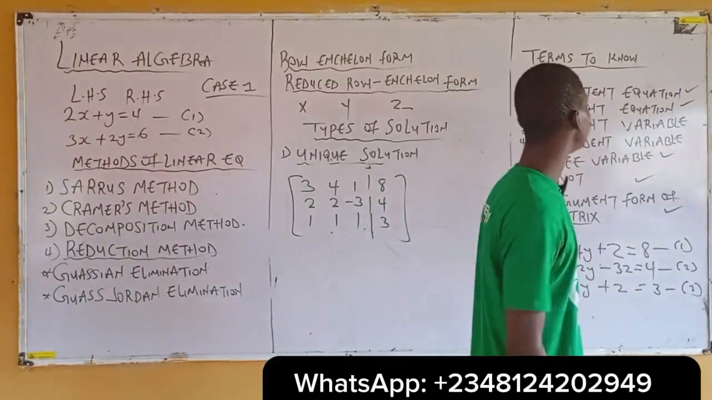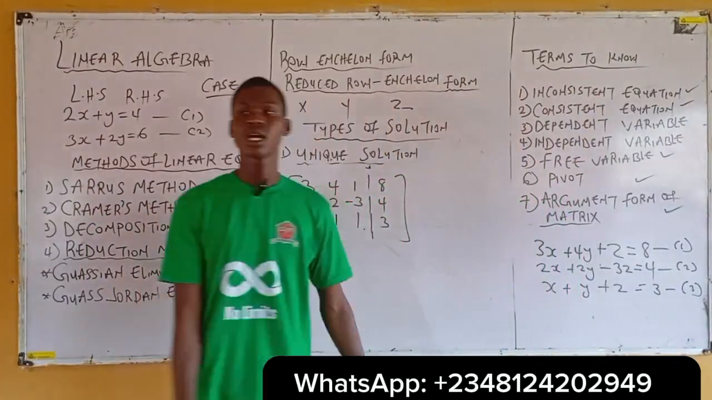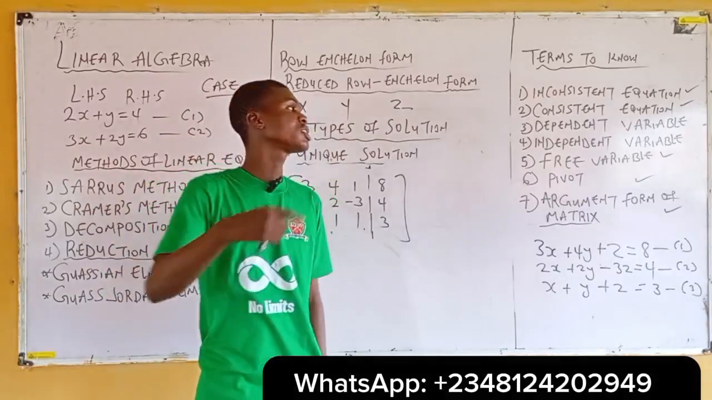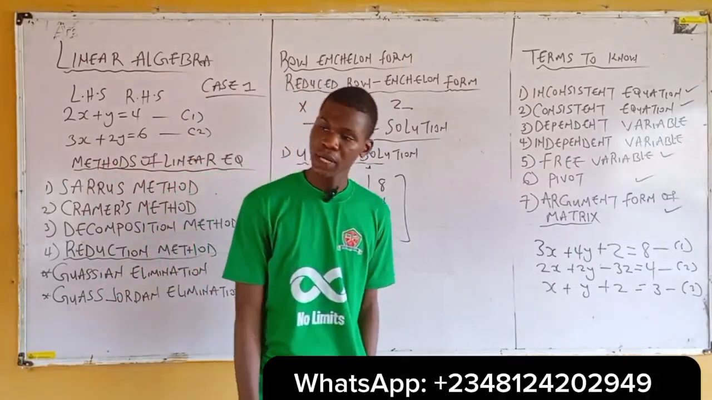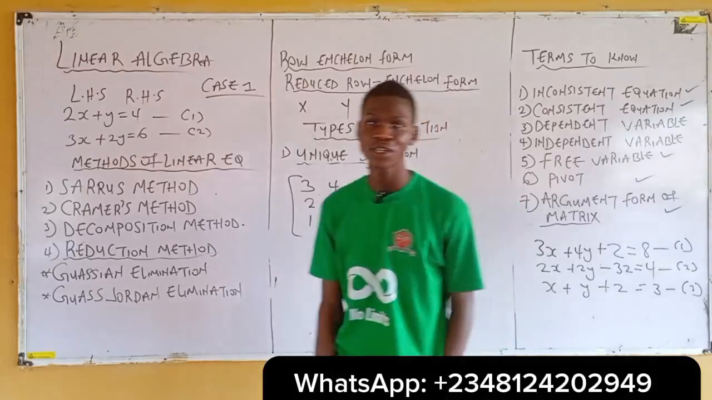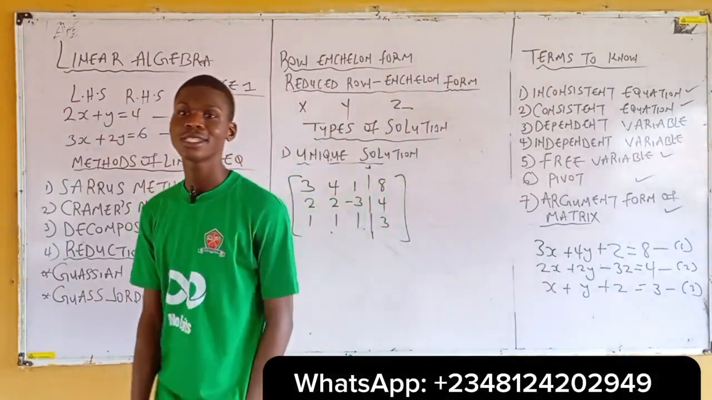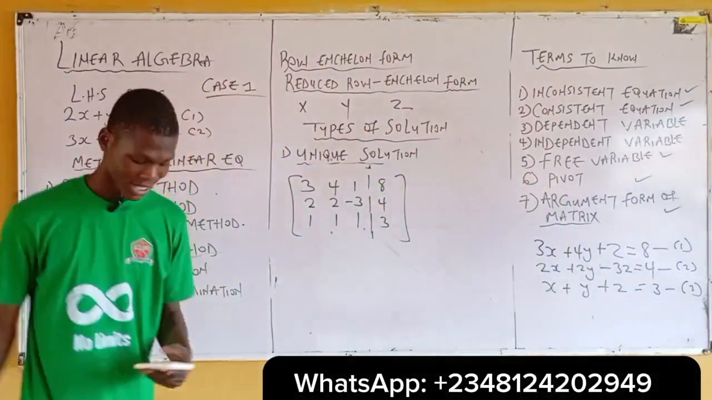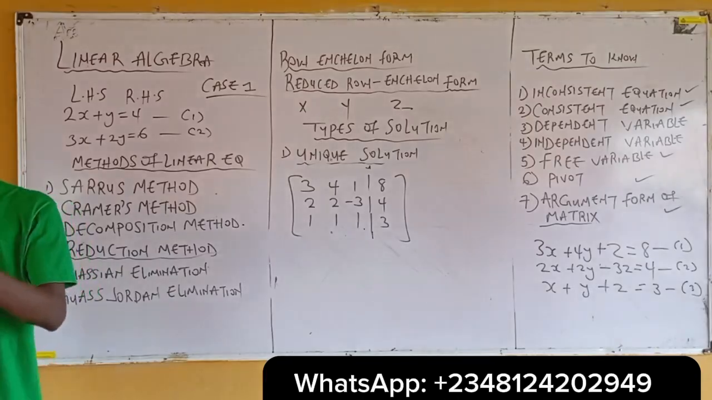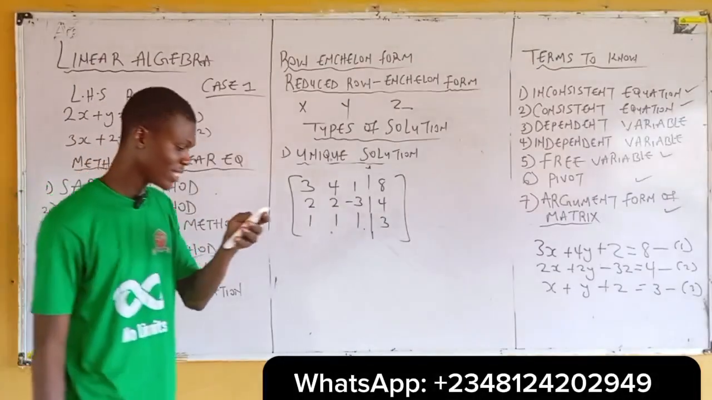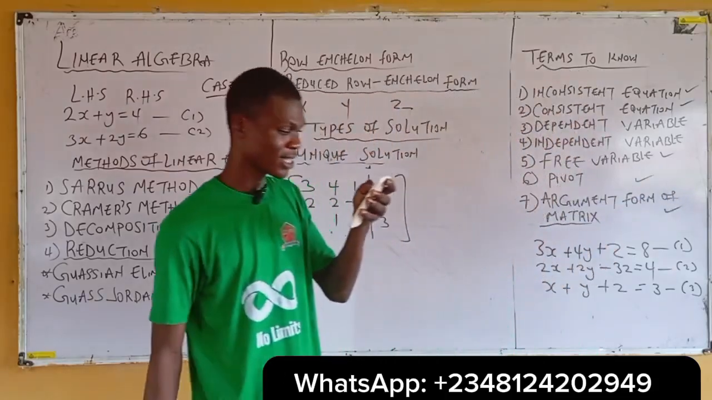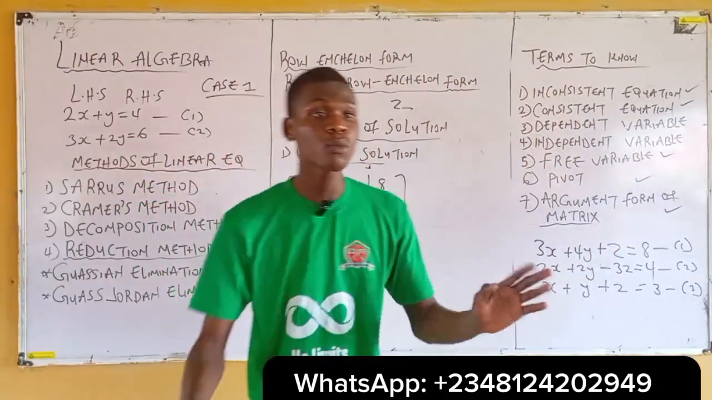Then the next one, dependent variable. When we say dependent variable, as the name implies, what does it mean? What type of solution will give us a dependent variable? Unique solution or many solutions? Why? Someone said x and y depend on z. Yeah, that's correct. Dependent variable is for unique solution.